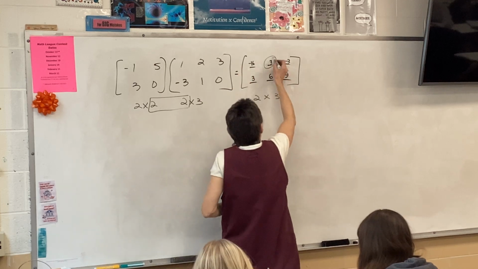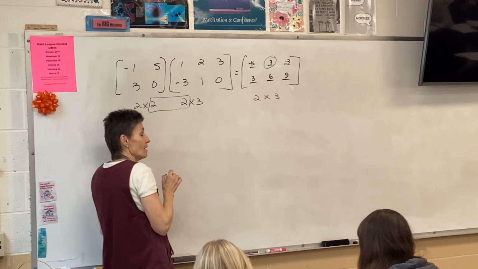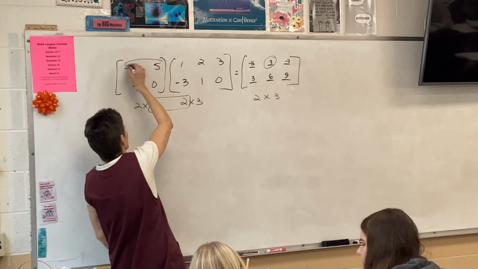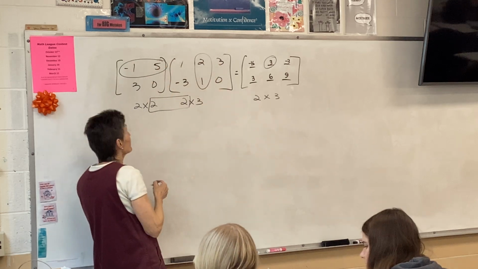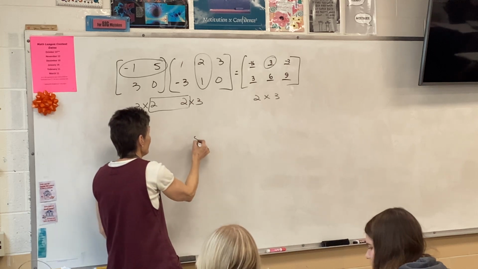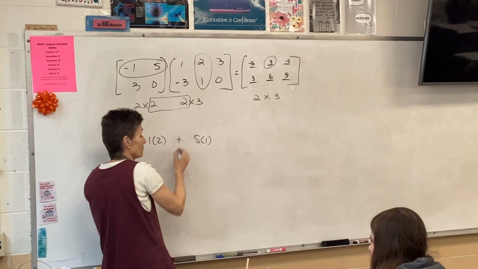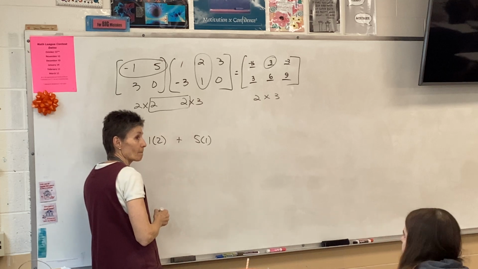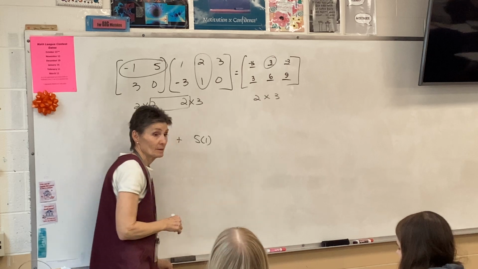All right, let's check that. So that position, Vanessa, is first row, second column. So we will multiply negative 1 and 5 times 2 and 1. Yeah, I think he's right. I think that is great.